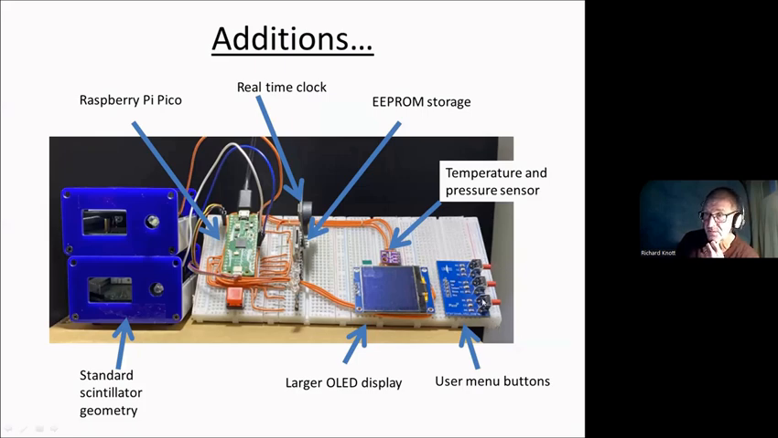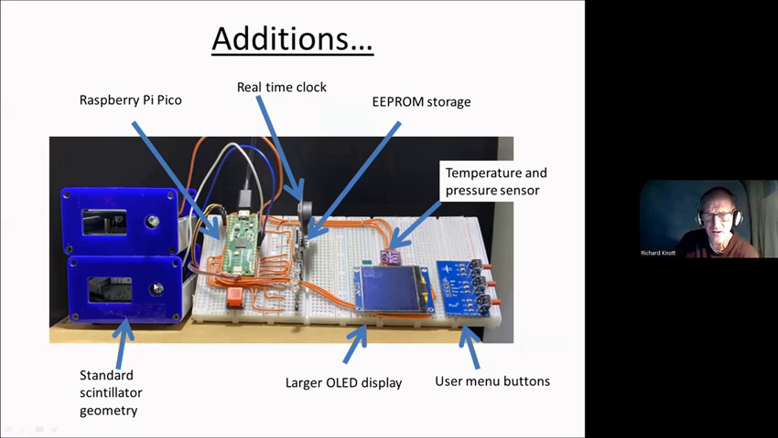We've introduced some user buttons so that we can make potential changes to the detector on the fly rather than having to recompile the code and upload it. We've looked at a faster, more capable microcontroller unit, in this case a Raspberry Pi Pico, readily available, going to be available until 2040.